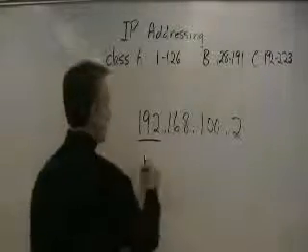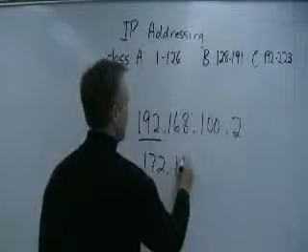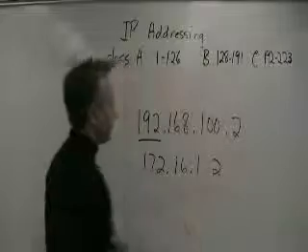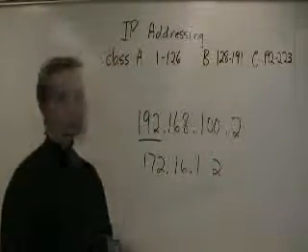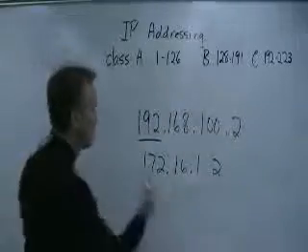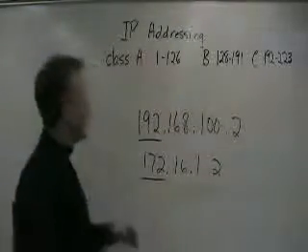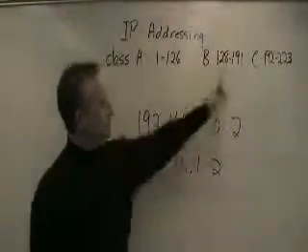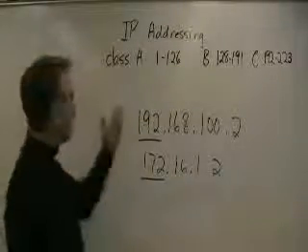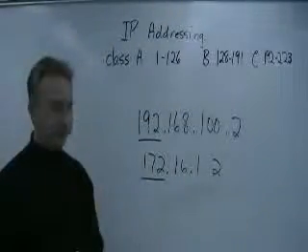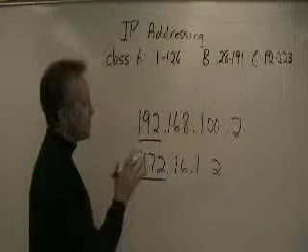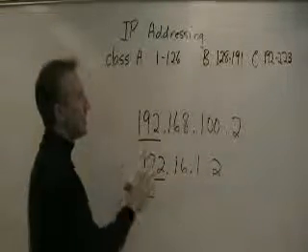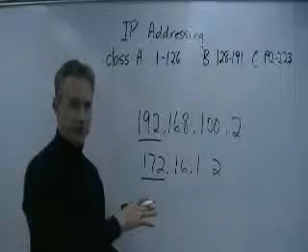If I have another address, say 172.16.1.2, I know that's a class B address because this first number, 172, falls in that range. Likewise for class A. And so in that way, I can tell what particular class any IP address belongs to.